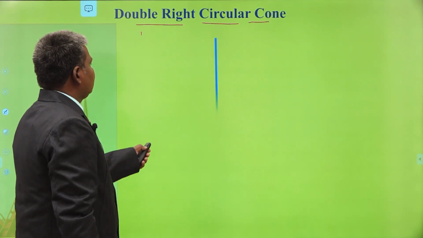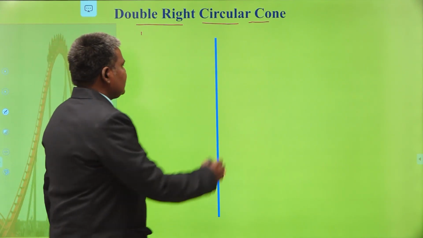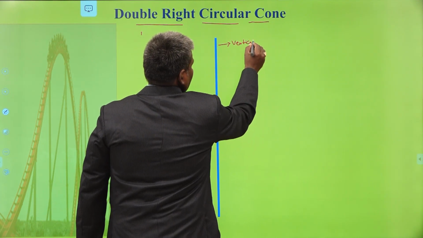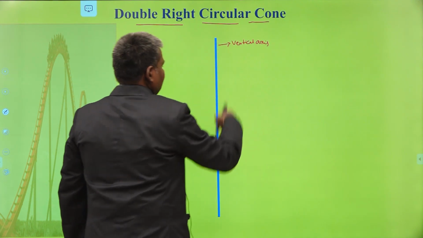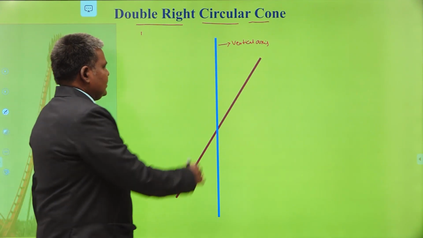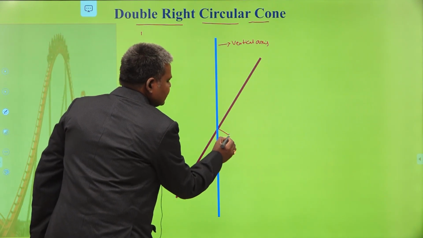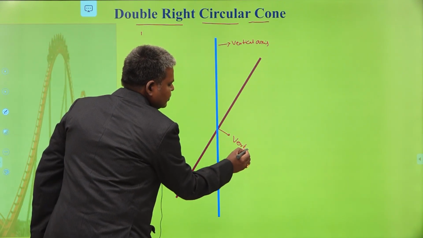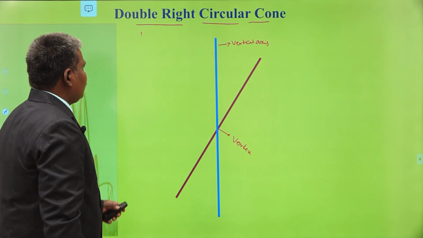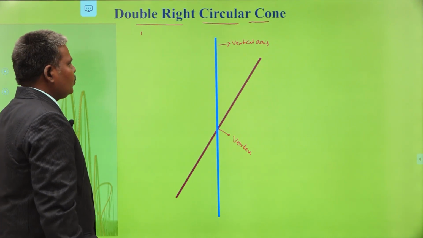Now, see this one. This is a vertical line. This is called the vertical axis. The perpendicular line is called what? Vertical axis. This is another line intersecting at this point. This point is called the vertex, the vertex of the double right circular cone. Now I am going to generate the double right circular cone with the help of these two. How to generate this one?